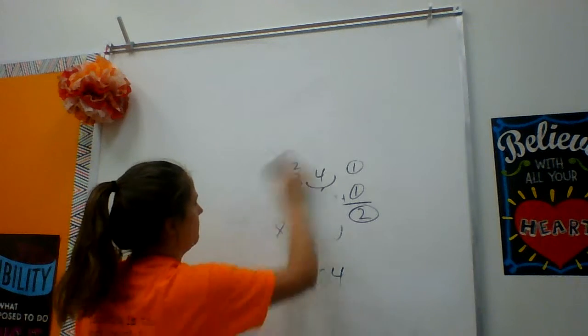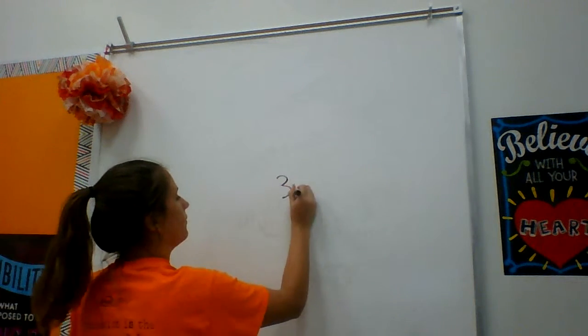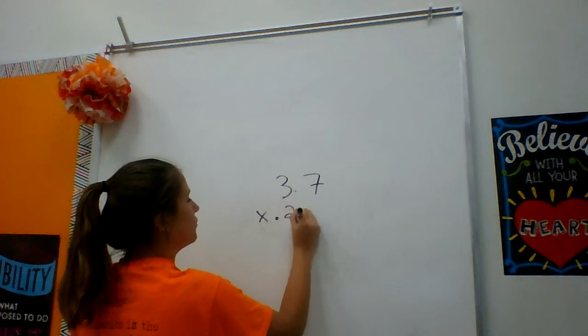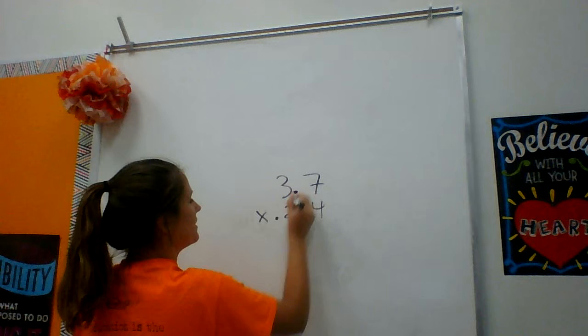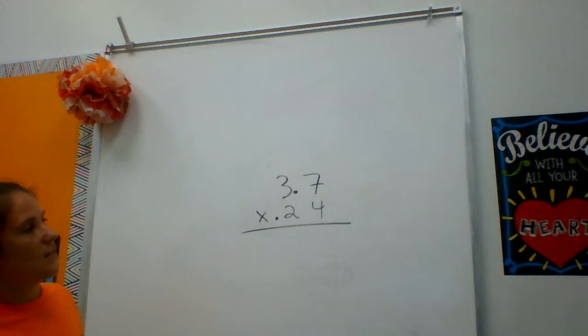I want you to try the next one by yourself. 3.7 times 0.24. So you have 3 and 7/10 times 24 hundredths. See if you can do this one without me. Press pause, see if you can figure it out, and then we'll check it together.